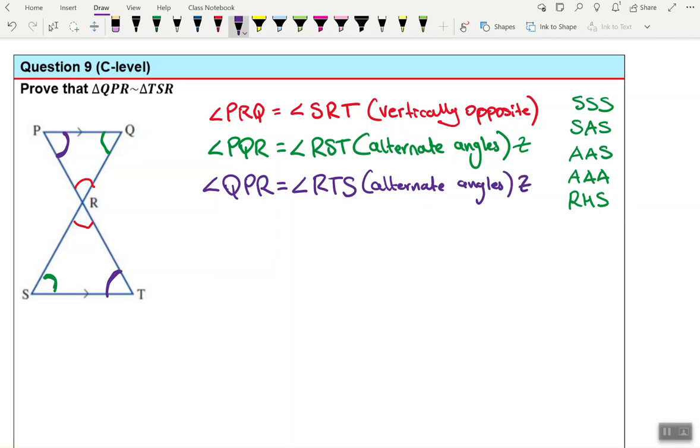Okay, we're almost there. Now we need to see which one of these congruency laws apply, and we know the three angles that we've talked about. So we'll come ahead and say that's angle, angle, angle. Therefore, triangle QPR is congruent to triangle TSR. And that's all you need to do for that.